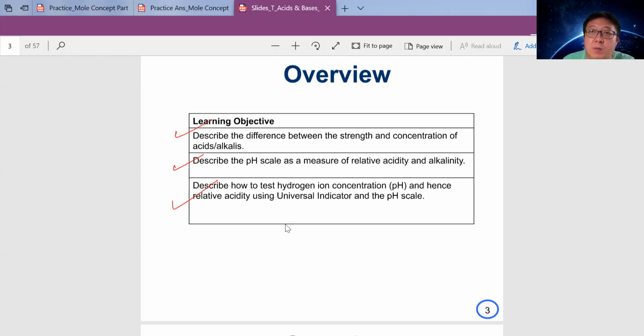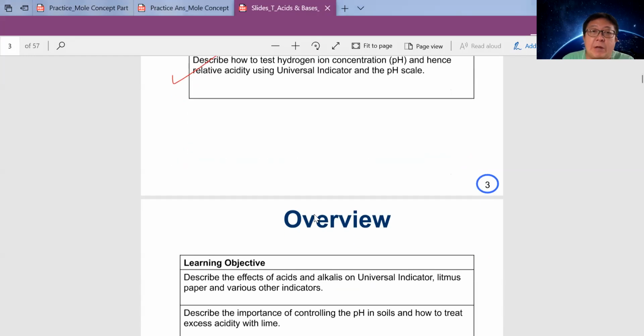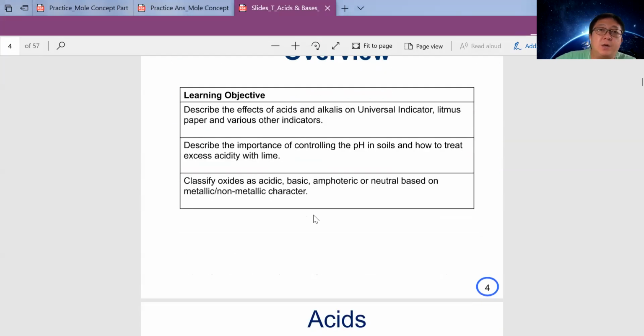Because this is really preparing for your end exam maybe. Okay, let's go on. Other objectives: acid and alkali on universal indicator and litmus paper. The importance of controlling the pH. Then classify oxides as acidic, basic, amphoteric and neutral. Later I'll tell you an easy way to remember how to classify these four of them.